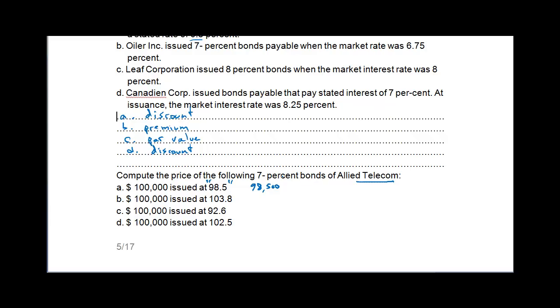So when you talk about bond prices being quoted as being out of 100, basically what you're saying is it's the percentage of the maturity value. It's just the convention that we use, nothing special. So a $100,000 bond issued at 103.8 means $103,800, sold at a premium. Another is a discount, $92,600, and a premium, $102,500.